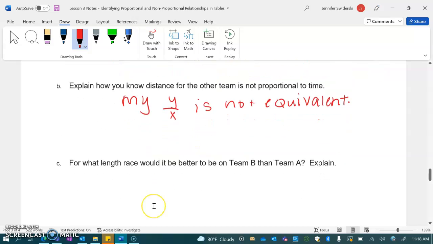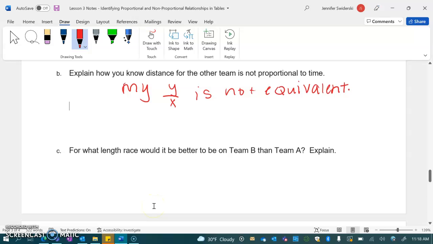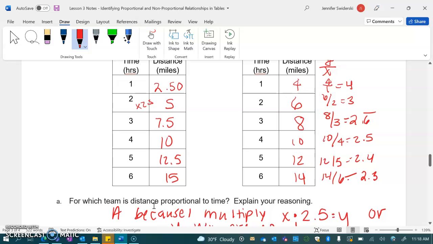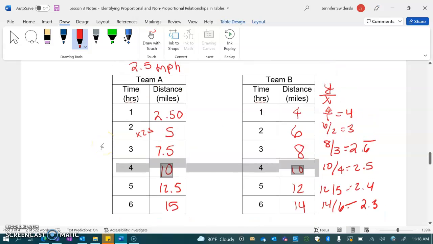For what length race would it be better to be on Team B than Team A? Well, really, anything over 5 miles, right? Because slow and steady, right? They had 2.5 miles to start, and they're going at 2.5 miles an hour. At 4 miles, they're equal. So anything after 4 miles, you would want to be on Team A.